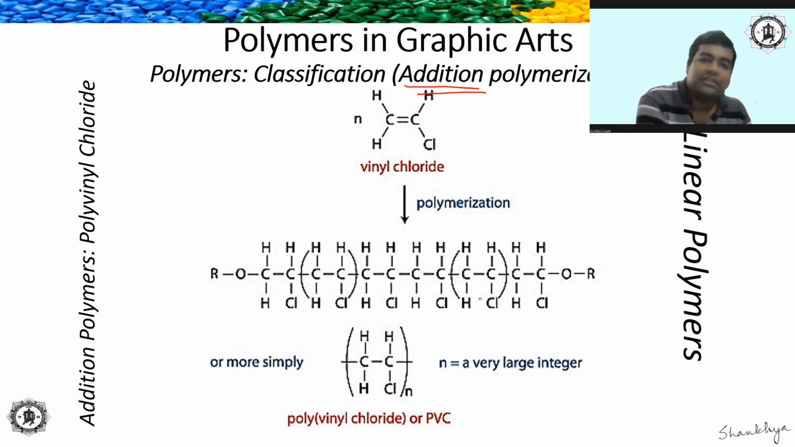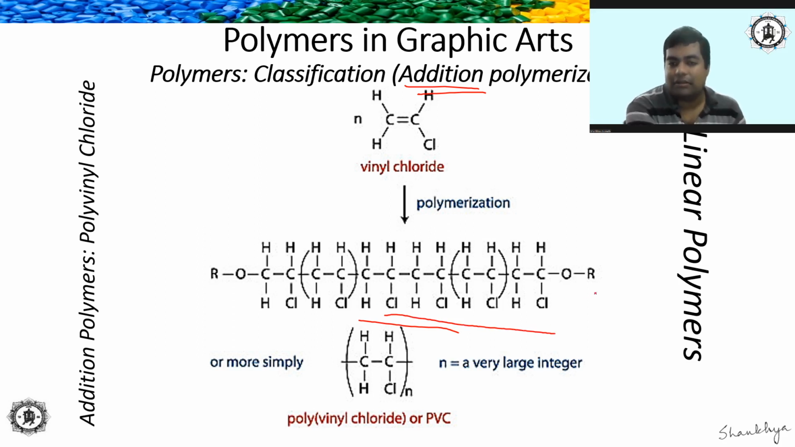Here you see you start with the vinyl chloride monomeric unit, and after polymerization you get this large chain of polyvinyl chloride, which is basically a type of addition polymer, because the process is adding up multiple monomeric units together to form ultimately a polymer. I hope this is clear. And the reaction mechanism I have already shown you in the previous slide.